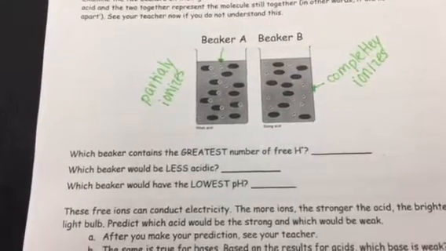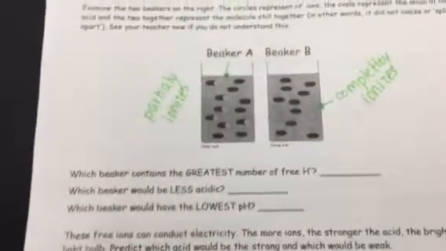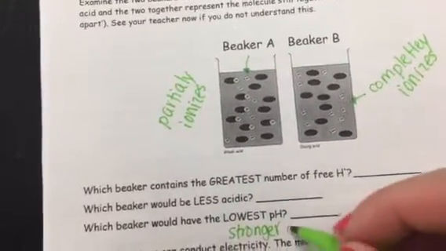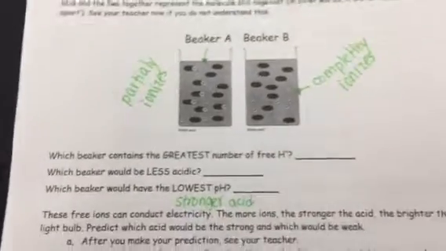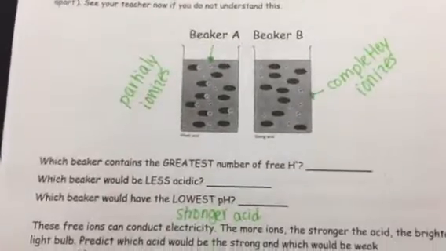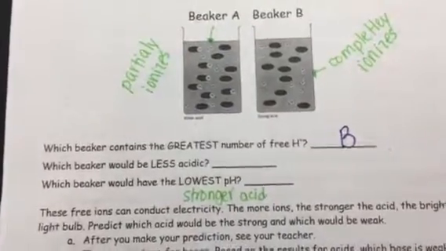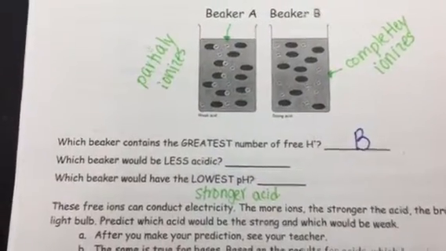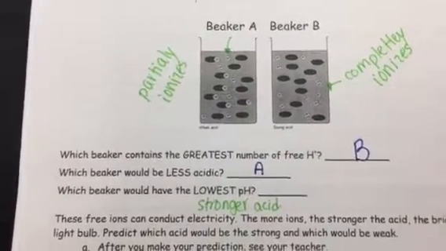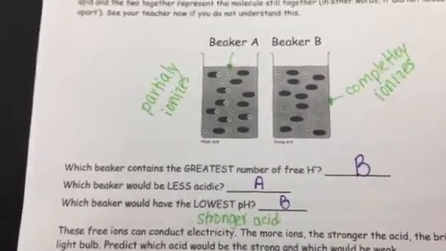The last question is, which beaker would have the lowest pH? The lower the pH, the stronger the acid. Take a second to answer the third question. You should have had for your answers that letter B would be the greatest number of free hydrogens. Letter A would be less acidic or weaker, and letter B would have the lowest pH or be the strongest acid.